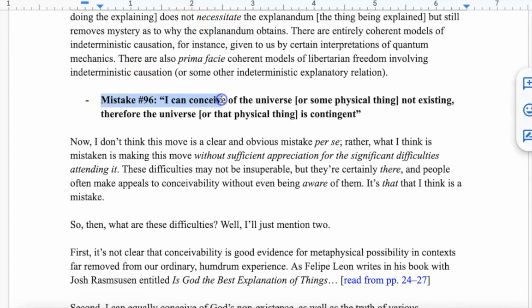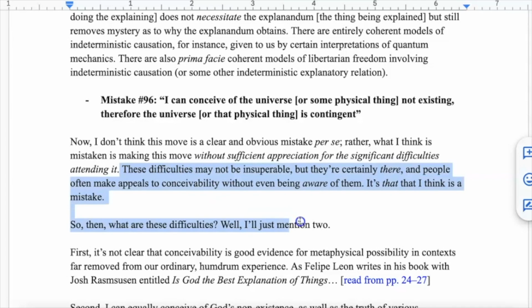Alright, mistake number 96. It's this claim: I can conceive of a universe or some physical thing not existing, and therefore the universe or that physical thing must be contingent. Now, I don't think this move is a clear and obvious mistake per se. Rather, what I think is mistaken is making this move without sufficient appreciation for the significant difficulties attending it. These difficulties may not be insuperable, but they're certainly there, and people often make appeals to conceivability without even being aware of them. That is what I think is a mistake.